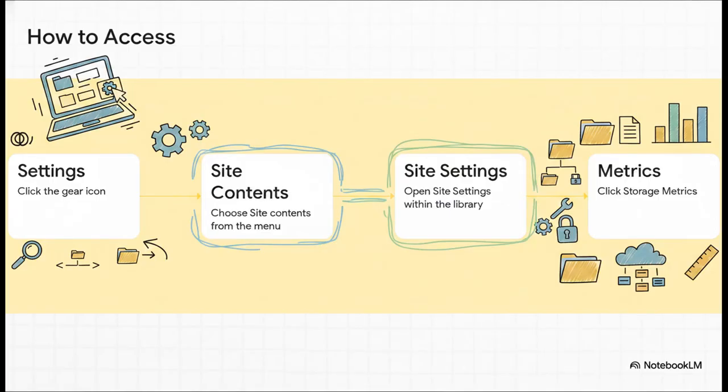But if you do have the right access, getting there is incredibly straightforward. Let's trace the path. First, open your site and click the Settings gear icon. Next, choose Site Contents from that menu. Then click on Site Settings within that library. And finally, under Site Collection Administration, just select Storage Metrics. And boom, you've arrived. It's so empowering to know that this massive diagnostic capability is literally just 4 clicks away.